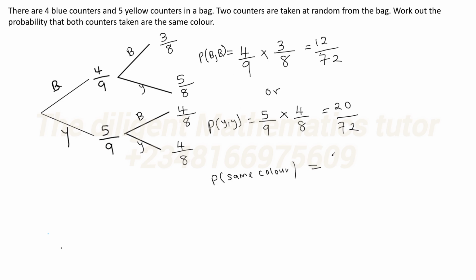Could be equal to 12 all over 72 plus 20/72. 12 plus 20 is 32. 72, the denominator is the same. So take the same denominator. So our answer becomes 32/72. You can still break it down further if you want, but we're going to leave it like this.